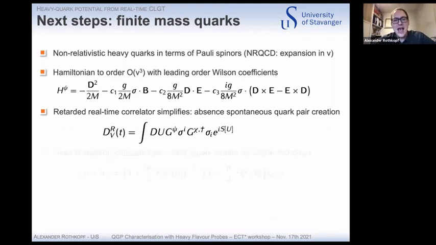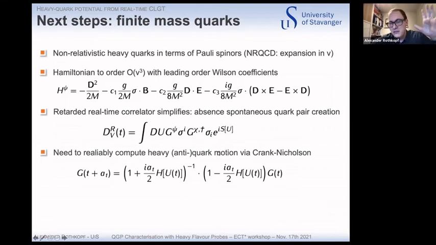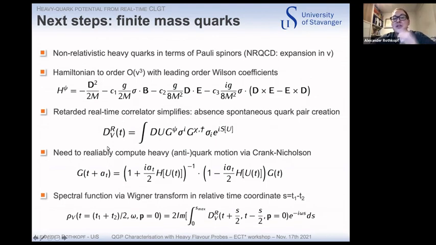And we need to reliably compute the heavy quark and anti-quark motion, and we do that by solving the equation of motion for the single heavy quark propagator using the Crank-Nicolson scheme. And once you plug all this in, because this happens in real time under the classical statistical approximation, you can compute the spectral function from the Fourier transform of this retarded propagator. However, since you only have a finite amount of time in this real time, it's an initial value problem. So you start from some time, you evolve forward, and you have only that amount of time to do your transform. So here you have to do the Wigner transform in the relative time coordinate s = t1 minus t2.